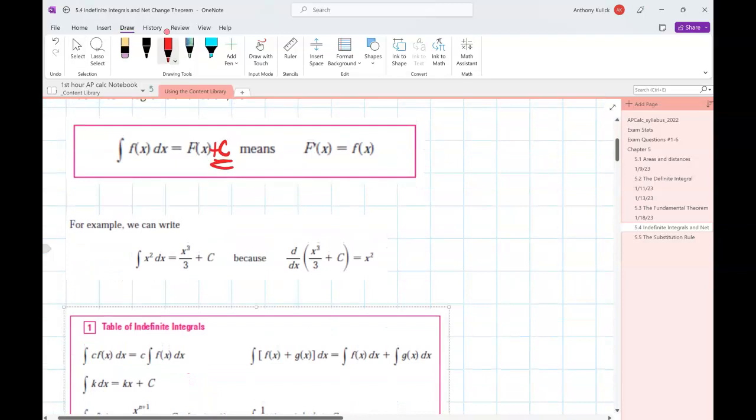All right. So for example, the integral of x squared is the antiderivative of x squared. So that would be x to the 2 plus 1 over 2 plus 1, and then plus c. And we see that if we take the derivative of that, we get the x squared back again. So clearly these are antiderivatives of each other.